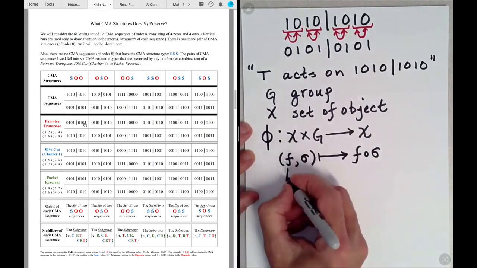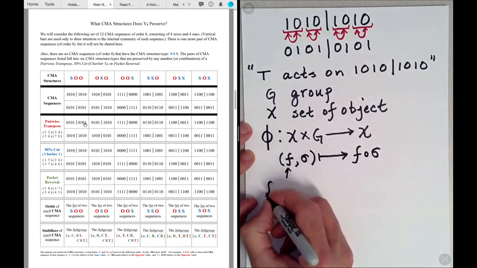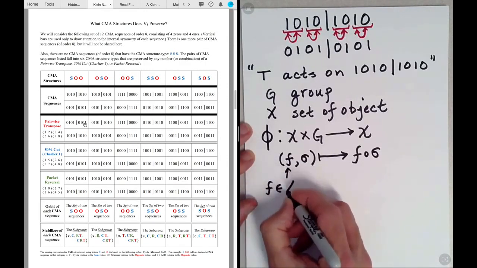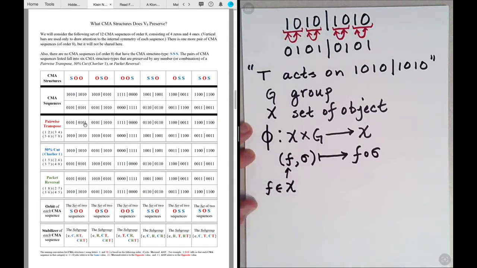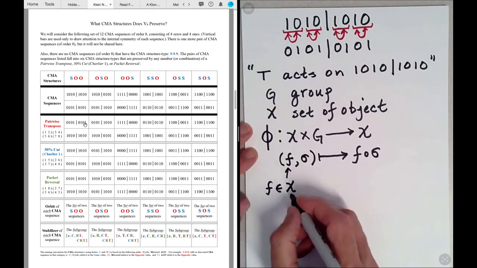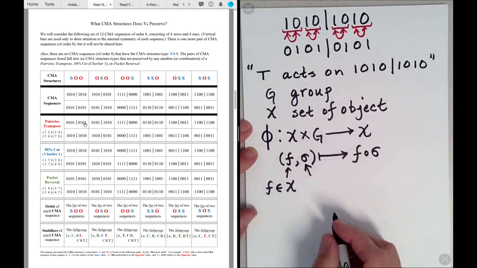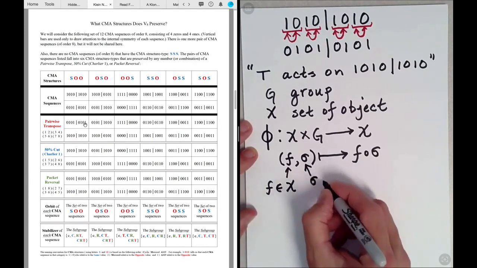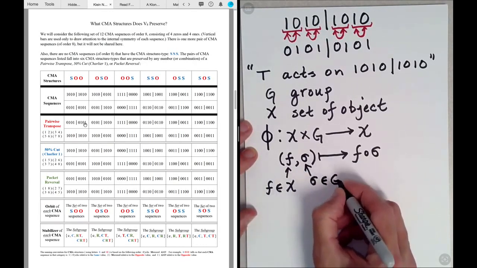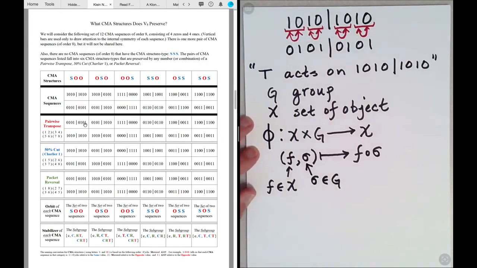So F here is an element of our set X. As we'll see, we will be looking at a set of sequences, in fact, CMA sequences. You may recall that sequences are really just functions. Every sequence is just a function. And the other element in this ordered pair is going to come from our group G. Our group G is going to be the Klein 8 group, V8. So that's where we'll be drawing from.